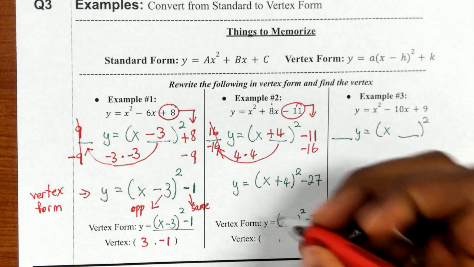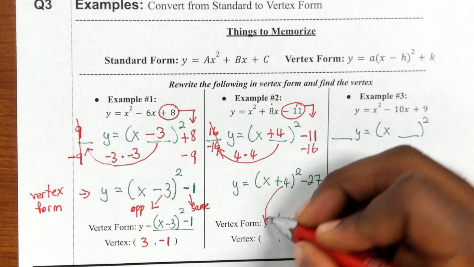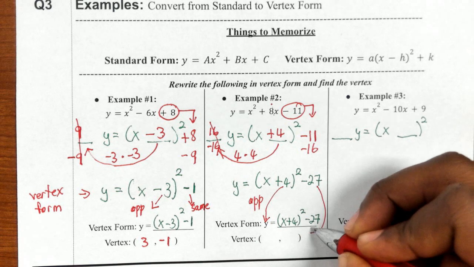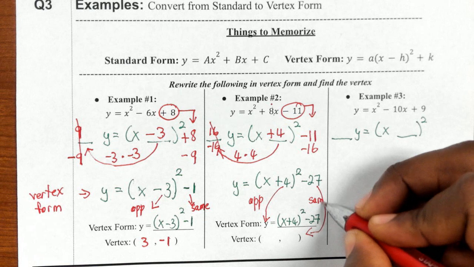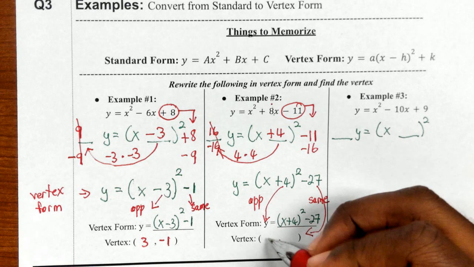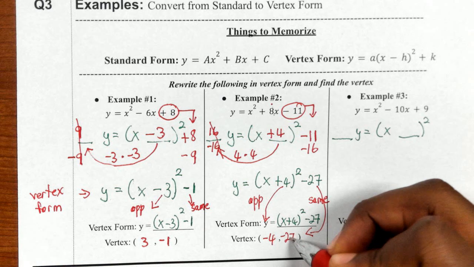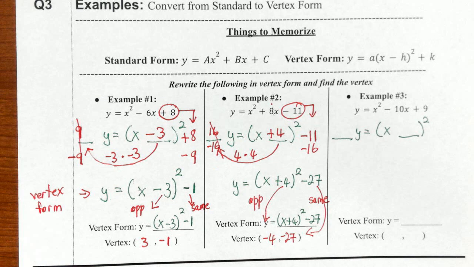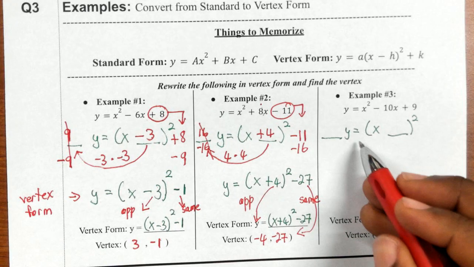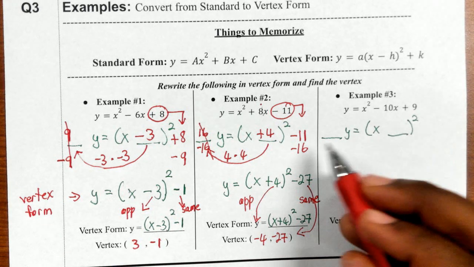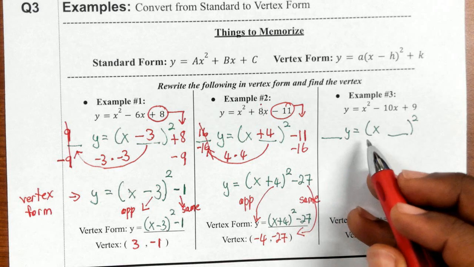And to find your vertex is really easy. All you do is the opposite of the number inside of the parentheses and same as the number on the outside. Opposite of a +4 is -4. Same as -27 is -27. Now let's do the next one. So again, we always have that setup: y equal parentheses x, some number, parentheses squared, some number over here, every time.